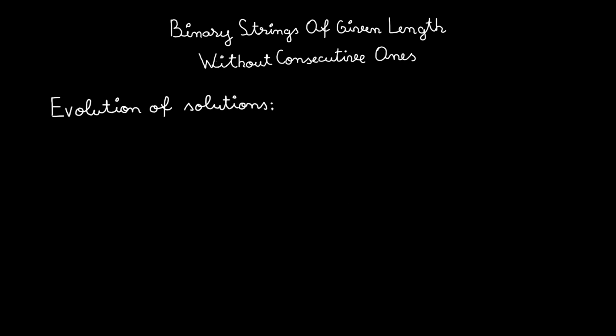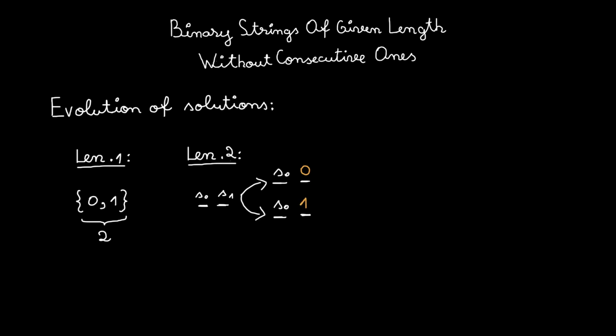We will analyze the evolution of solutions, and for that, we will start with the most primitive ones, which are the binary strings of length 1. There are two of them, 0 and 1, and both are valid. Now, let us take a look at the binary strings of length 2. They consist of two characters, which we will note by S0 and S1. The difference between these strings and the previous ones is that they have at the end one extra character, which could be either 0 or 1, while the other character, S0, is part of the previous set.